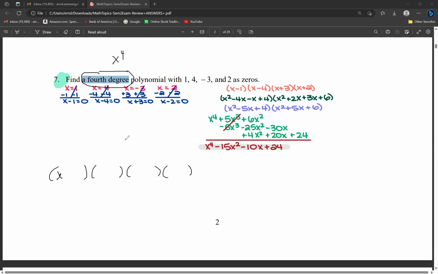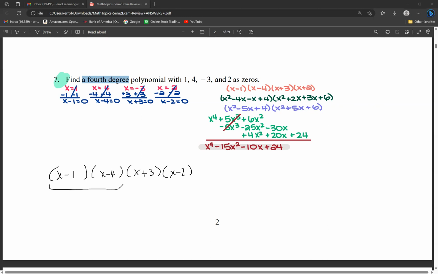x, opposite sign of +1, so x minus 1. What's the second one? x minus 4. So give me the other two. x plus 3. And the last one? x minus 2. Okay, so now if you multiply that out, you're going to get x to the 4 as the highest power. So now just multiply them out.